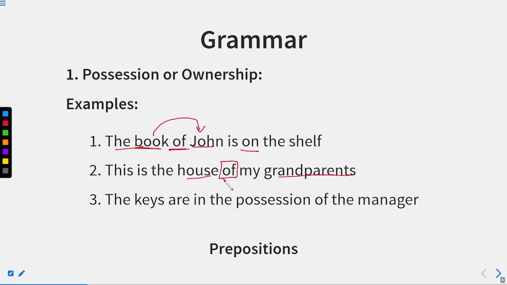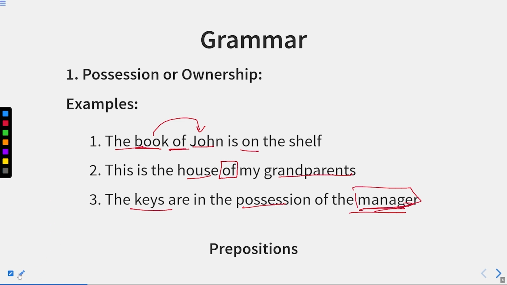The keys are in the possession of the manager. So key, who is possessing the keys, or who has possessed the keys? The keys are possessed by the manager. So manager is possessing the keys. So it is showing the relationship between keys, its possession, and the manager. So this is how we can use for possession and for ownership the preposition of.